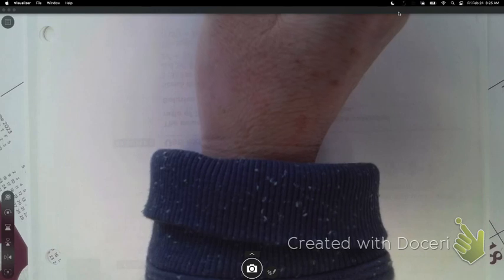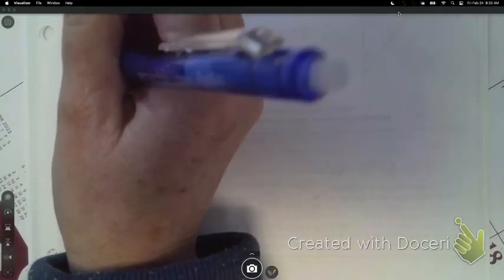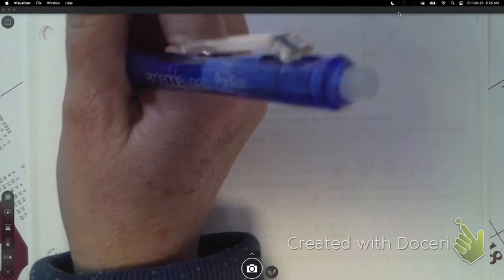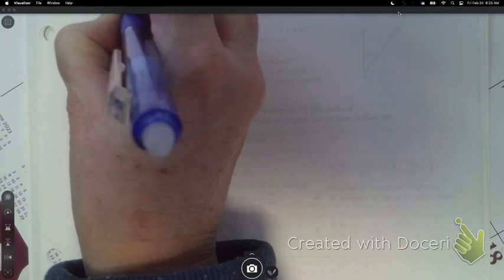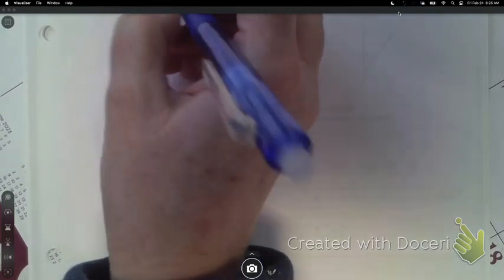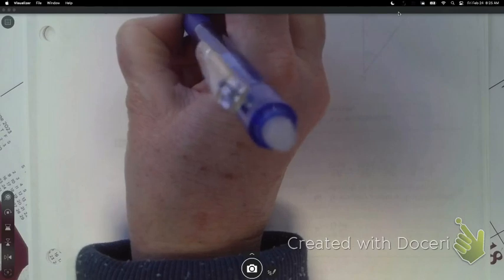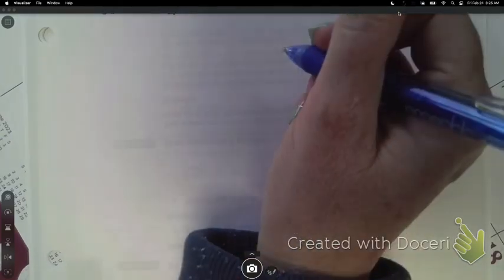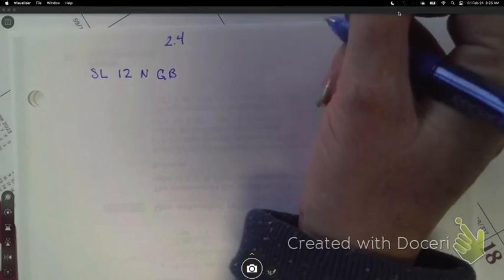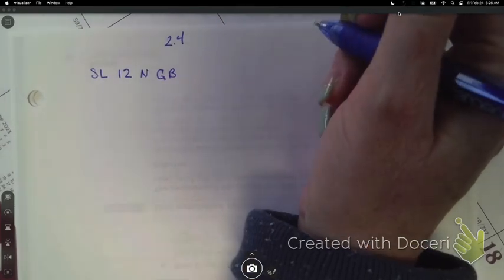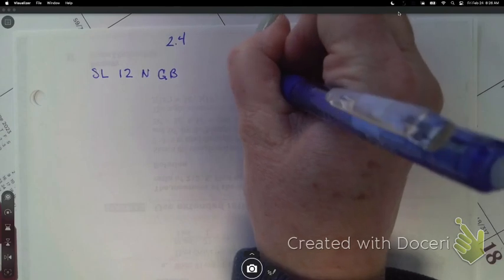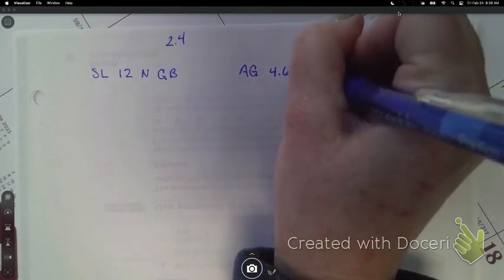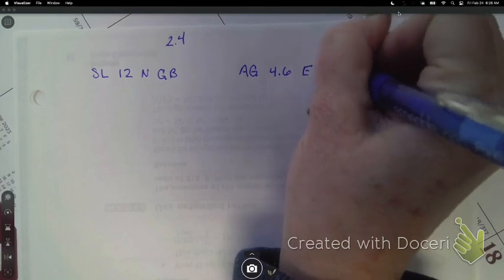Okay, so San Luis, California is 12 miles due north of Grover Beach. We can't see what you're writing. Okay, Aurora Grande is 4.6 miles east of Grover Beach. So Aurora Grande is 4.6 miles east of Grover Beach.